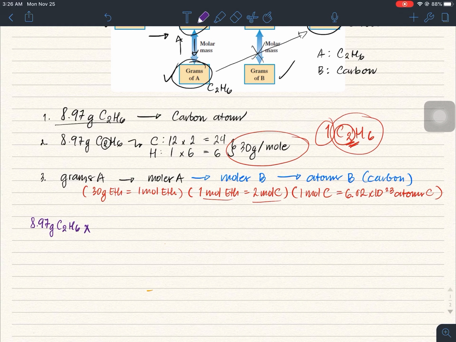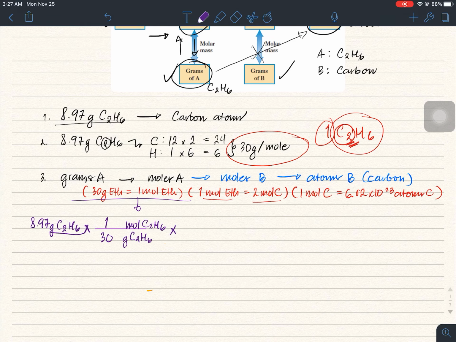Now, in setting up your computation, you should always remember that the unit you want to cancel should always end up at the bottom. So in this case, we want to cancel grams of C2H6, and the unit you want to retain should always end up at the top. So that would be mole of your C2H6. And once you have that set up, all you have to do is get your conversion factor, input it to the formula, in this case 30 grams, and then 1 mole at the top.